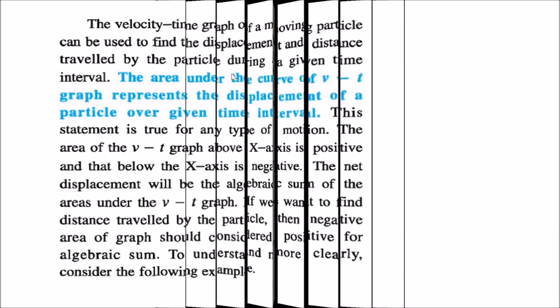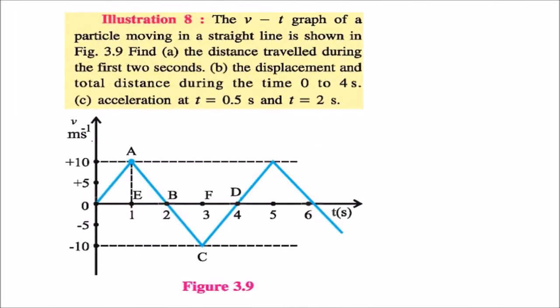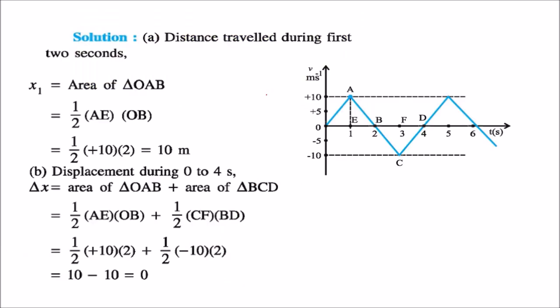First of all, as I said, we have to find the area. For the first case, from 0 till 2, this is a proper triangle, so half into base into altitude. The base is 2. The altitude is 10. See, from here to here it is 10. So half into base into altitude, half into AE into OB, which is the area of triangle OAB. This is half into 10 into 2. The 2 cancels out, it gives you 10 meter.